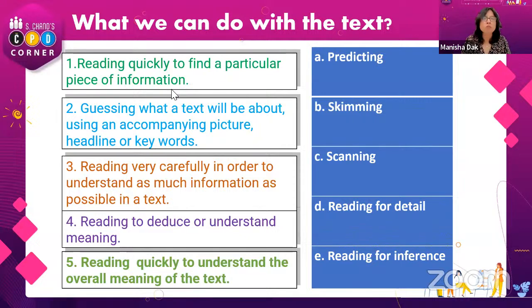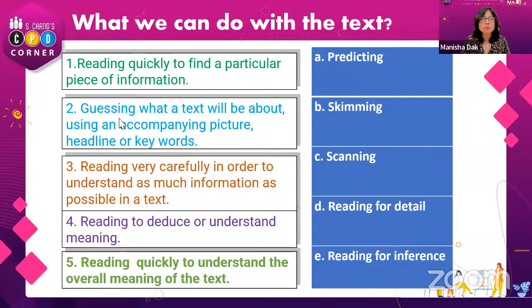So number 1, reading quickly to find a particular piece of information is not skimming. It says quickly to find a particular piece of information. It's not understanding the overall meaning of the text. Yes, somebody has said C, so 1 is C because it is scanning and not skimming. Because you're reading quickly, not to understand the overall meaning, but just to understand certain pieces of information in the text. So that's scanning. You kind of scan certain parts of the text.